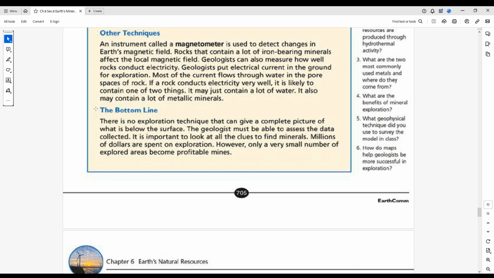The bottom line: there is no exploration technique that can give a complete picture of what is below the surface. The geologist must be able to assess the data collected. It is important to look at all the clues to find minerals. Millions of dollars are spent on exploration. However, only a very small number of explored areas become profitable mines.